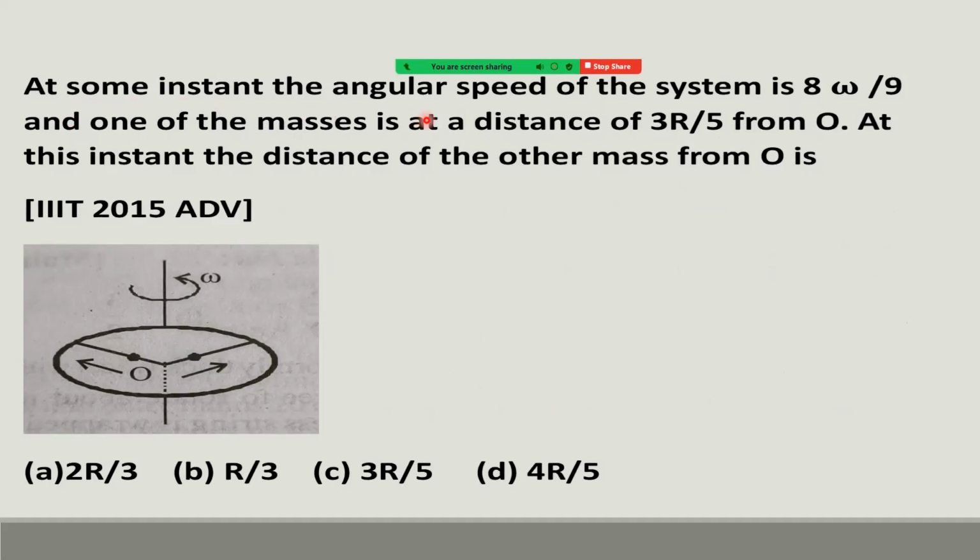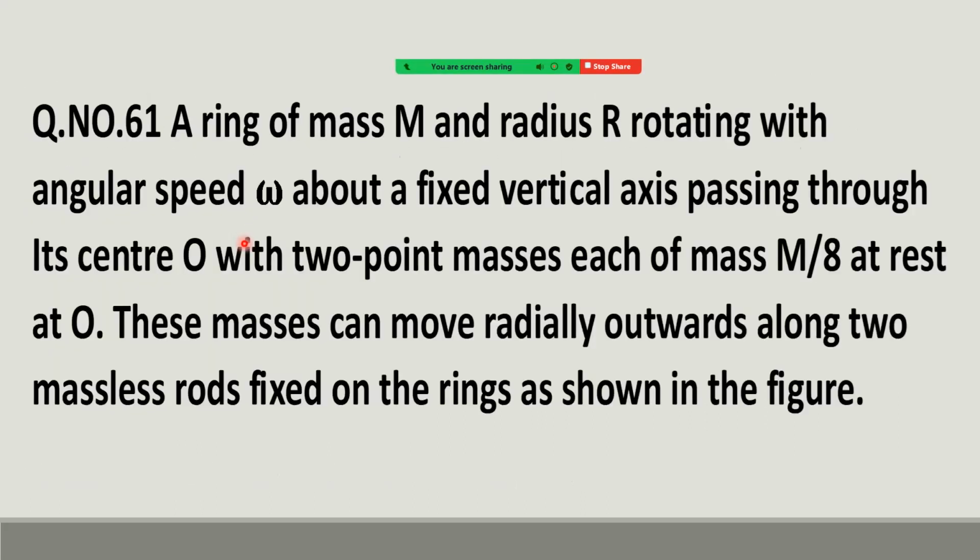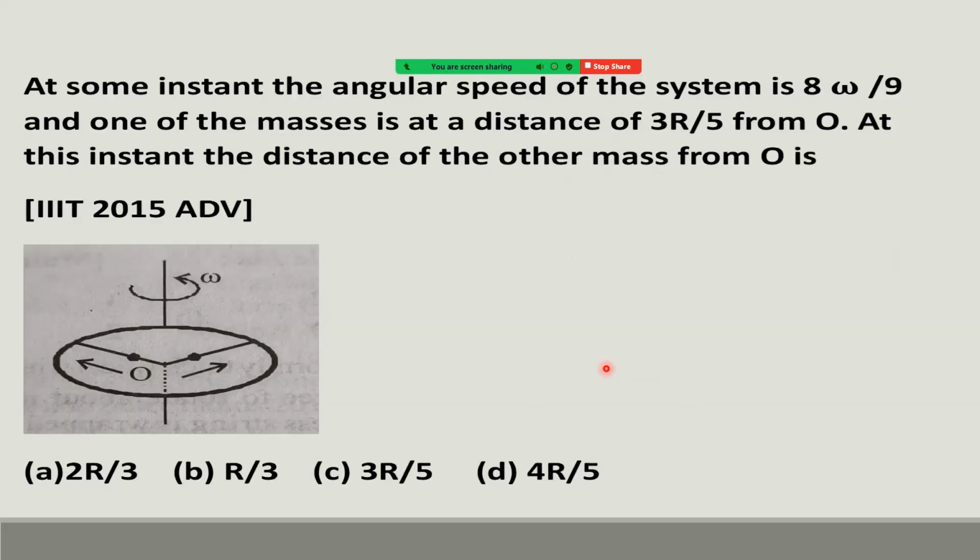At some instant, the angular speed of the system is 8 omega by 9, and one of the masses is at a distance of 3r by 5 from O. At this instant, the distance of the other mass from O is? This was asked in 2015. So again, based on conservation of angular momentum, the initial value is given as omega. Now the omega value is given, right? We have to find the distance of the other mass.